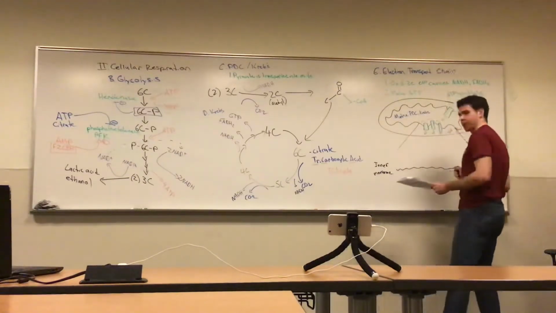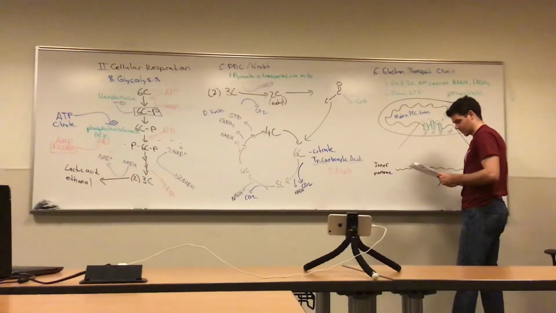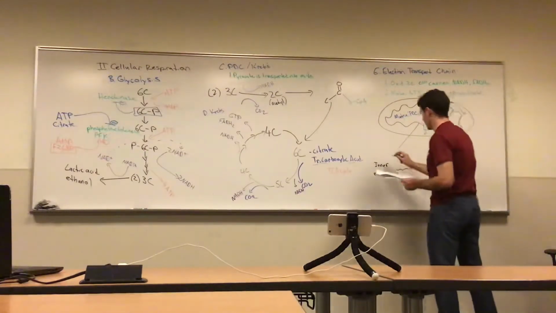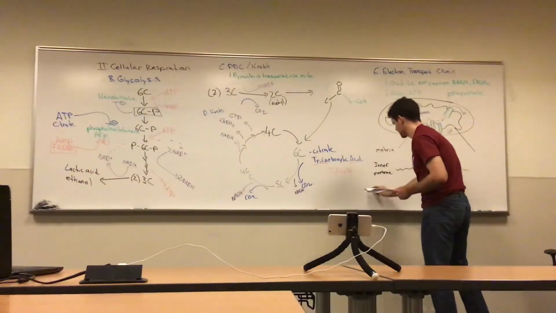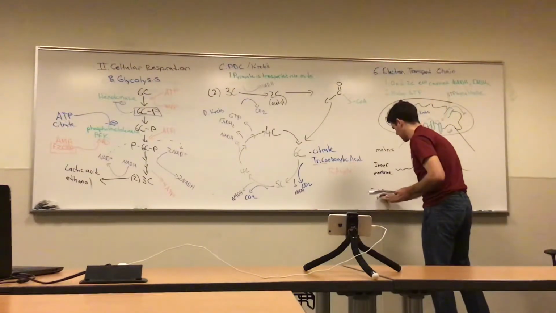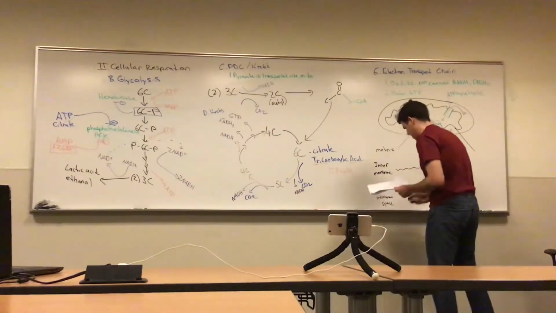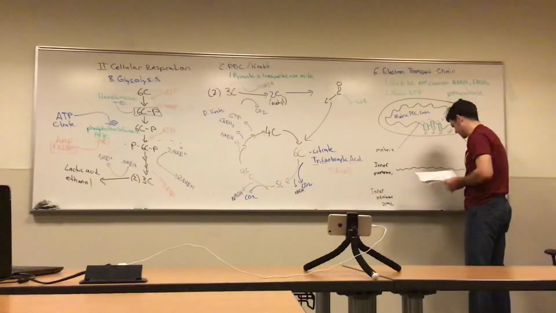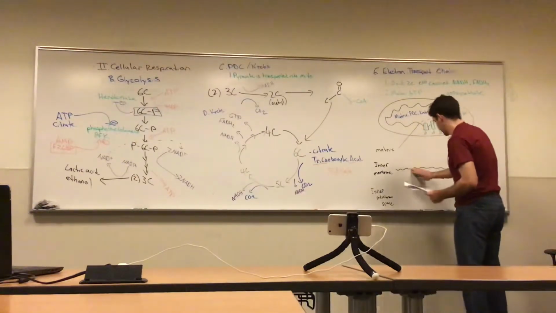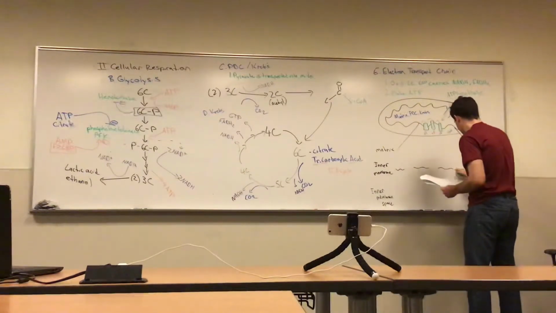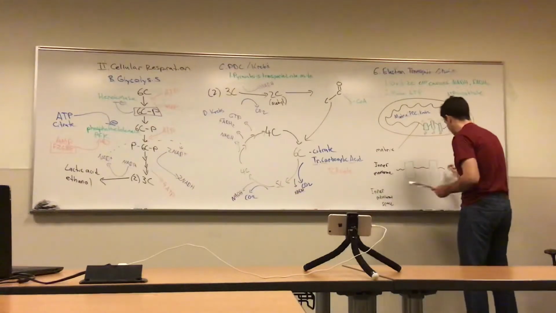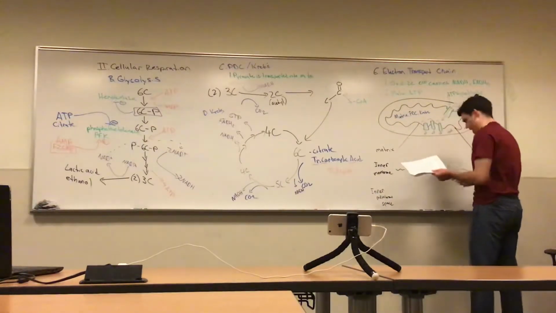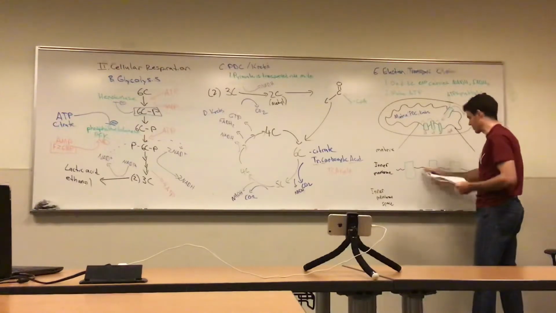So this is my inner mitochondrial membrane. Here is the matrix, and here's the inner membrane space. Now we have these complexes that are in this mitochondrial membrane. So we have complex 1, 3, and 4. And then we have these little guys in between the complexes.